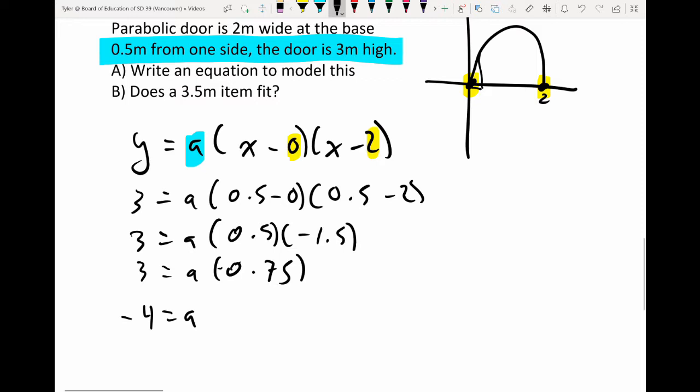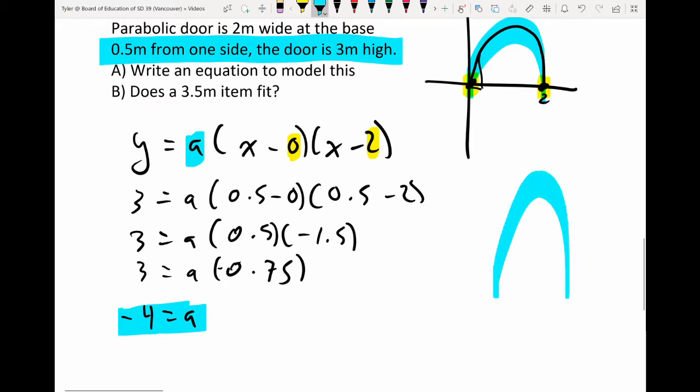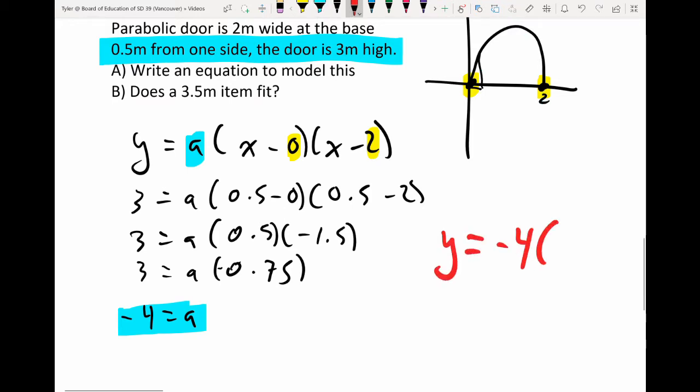Now let's just do a quick double check. Does it make sense that we have a negative value for a? Yes, it does, because you have a door shape, right? Doors are like this, so it has to be a frowny face. It makes sense. So now I have the equation. I'm just going to write the actual equation. Y equals negative 4, x, x minus 2. So I rewrote this equation. I just actually had a number for a instead of just an a.